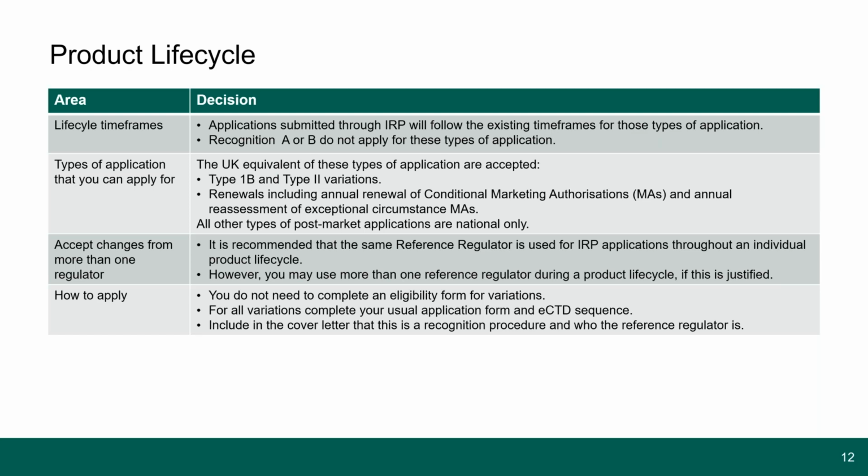So, during the life cycle, it is recommended that the same reference regulator is used for the IRP applications. However, there may be occasions where you may wish to use a different reference regulator, and this is allowable if it is justified. For example, it may be a new indication which would allow earlier access for patients in the UK. And you don't need to complete the eligibility form for variations. That is only for initial MAs and line extensions.